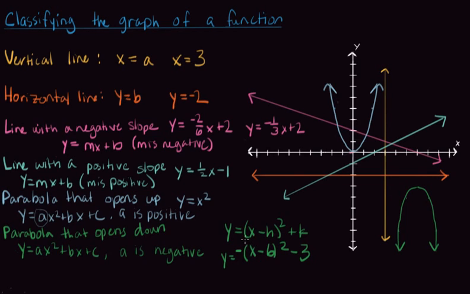But in general, anytime you have a parabola, it has an x squared, and if it opens up, it's positive in front of the x squared, and if it opens down, it's negative in front of the x squared. So these are all different types of graphs that you should be able to know what the graph is going to basically look like just by looking at the function. Or you should know what the function is basically going to look like just by looking at the graph.